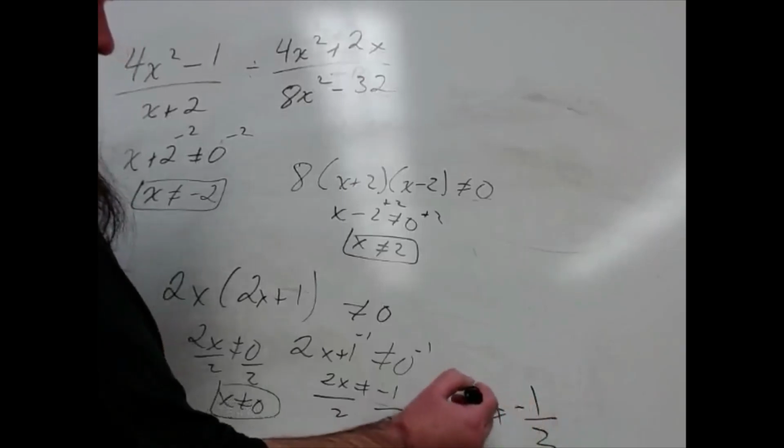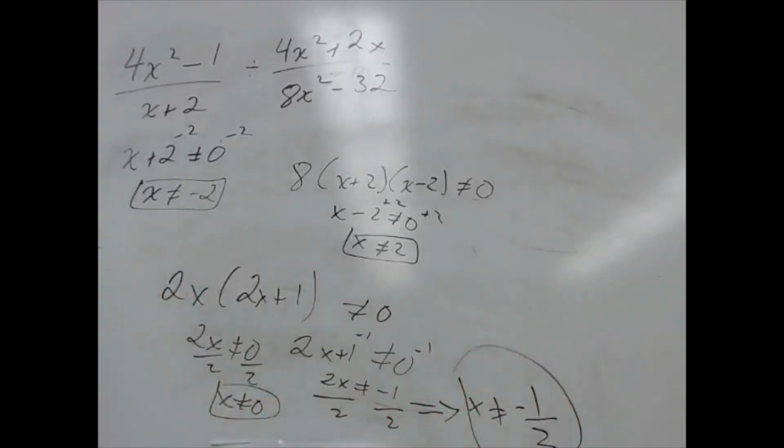So here we've got 4 non-permissible values. And that is the final answer.